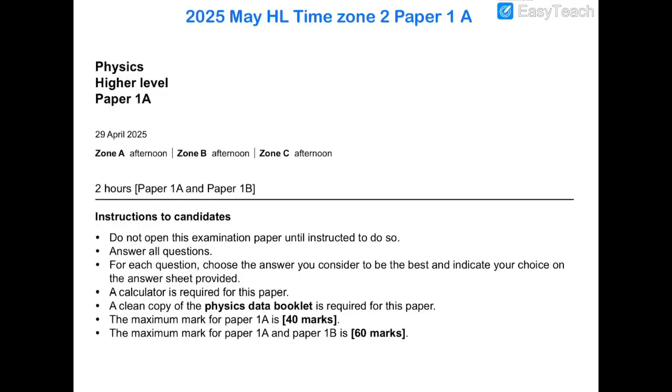So this is Physics HL paper 1A, May 2025, time zone 2. So let's start this paper. You can see that in this first question, there is a ball which is initially at a height of 50 meter above the ground. This ball is thrown vertically upwards and it takes 5 seconds to reach the ground. The air resistance is negligible, so we have to find out the initial speed of the ball.